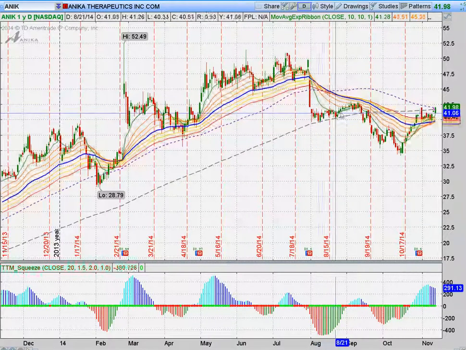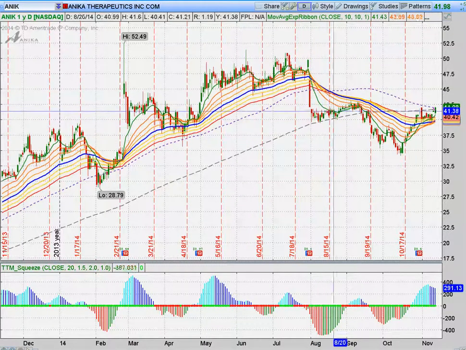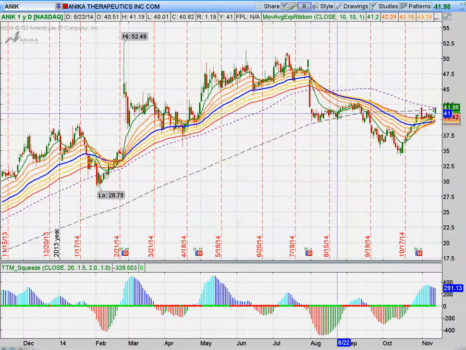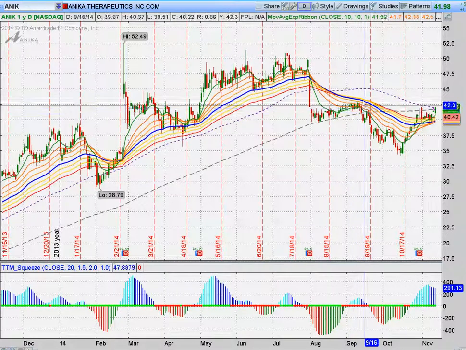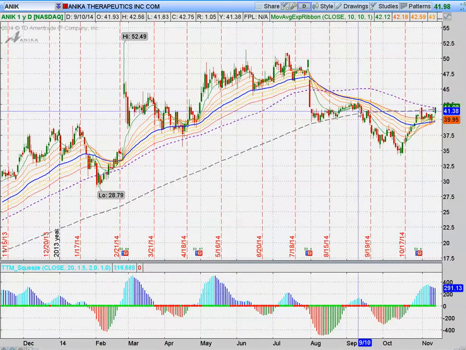It then tried to consolidate for a period of several days here. It looks like a couple of weeks. Started to move up, and then it hit a bunch of resistance. You see, all of these moving averages become resistance once it is broken.